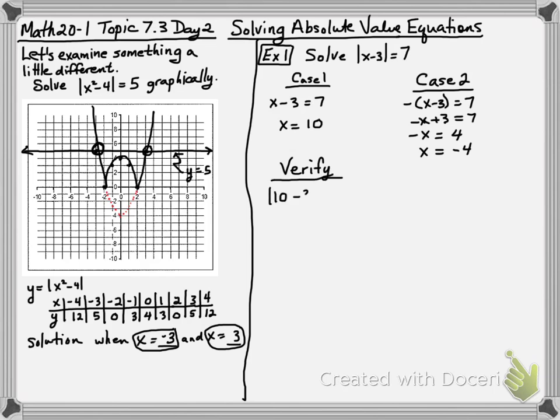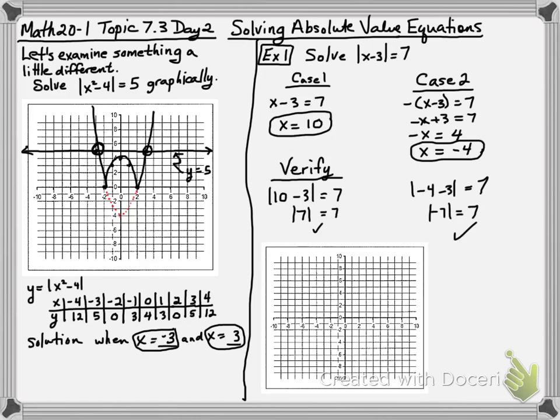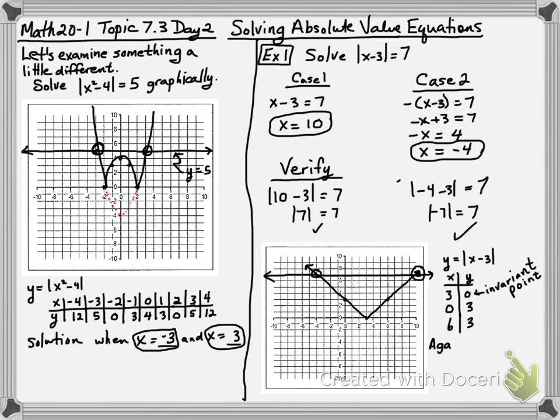Again, you have to verify if you're using the algebraic method, and we have 10 minus 3. The absolute value of 10 minus 3 is 7, and 7 is 7. And again, both of these ways work. So we have two solutions. If we just wanted to have a look at this and graph it, you're going to see in your calculators, you can generate some ordered pairs. 3, 0 is our invariant point, and you're going to see that there's two solutions. One of them is at x equals 10, the other one's at x equals negative 4.